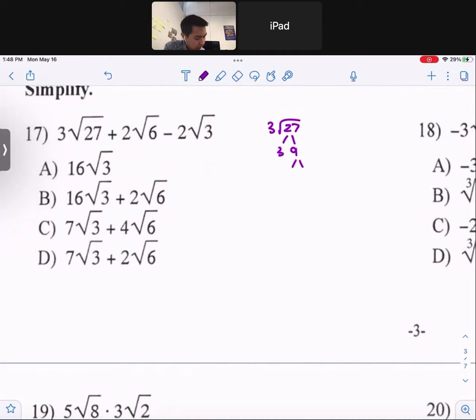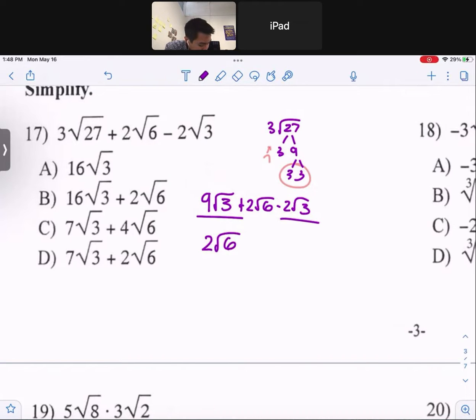3, 9, 3, 3. Pairs left over, so the pairs go on the outside. So this 3 times that pair is 9 square root of 3, because that's the leftover. You can't simplify this and you can't simplify that. So plus 2 rad 6 minus 2 rad 3. These have the same radicand, so we can combine those. So 2 rad 6 plus 7 rad 3, which is D.